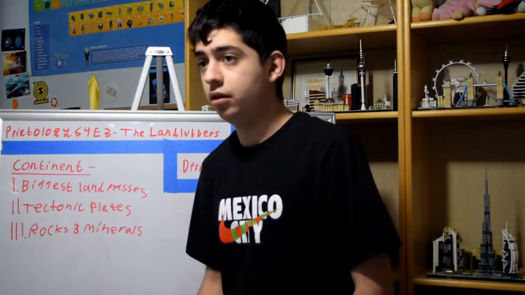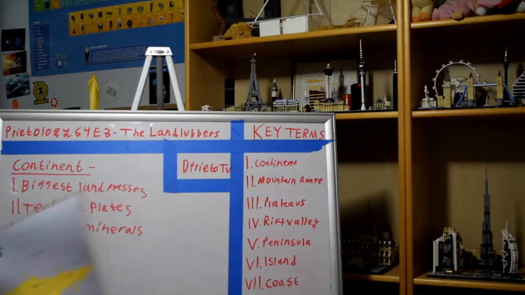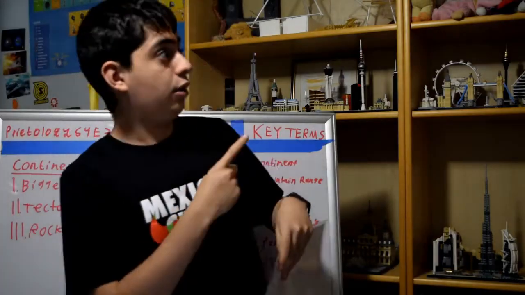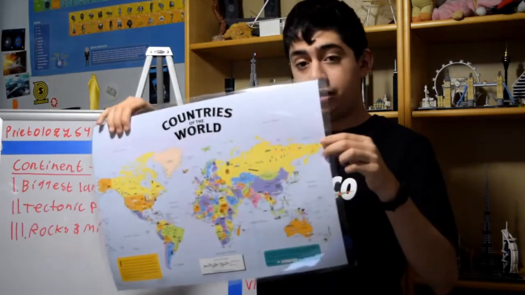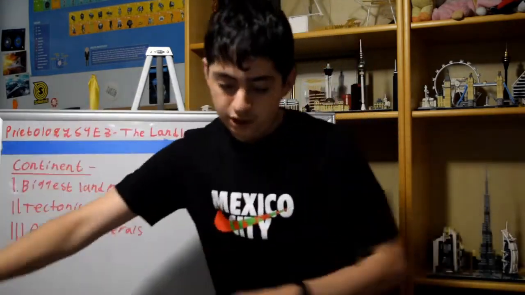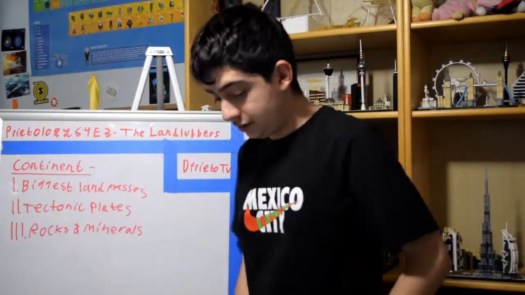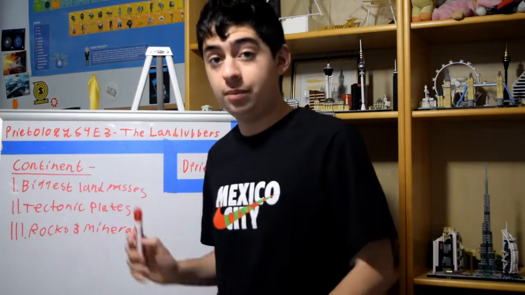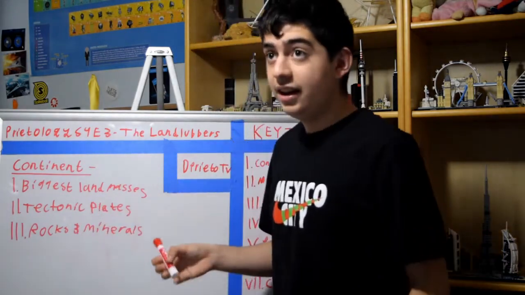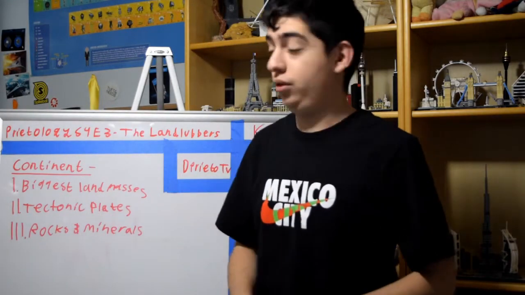So if you remember, let me get my map. If you remember the map that we used last episode, go check it out over here. Here's our map. We see our 7 land masses. These land masses can be moved around by tectonic plates, and a lot in this episode is going to reference some things from the first episode.